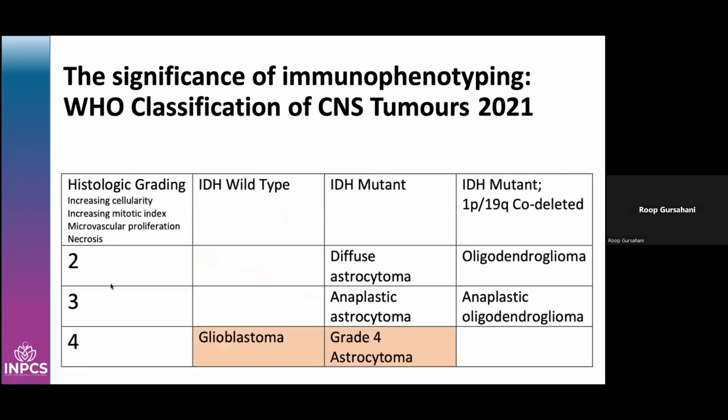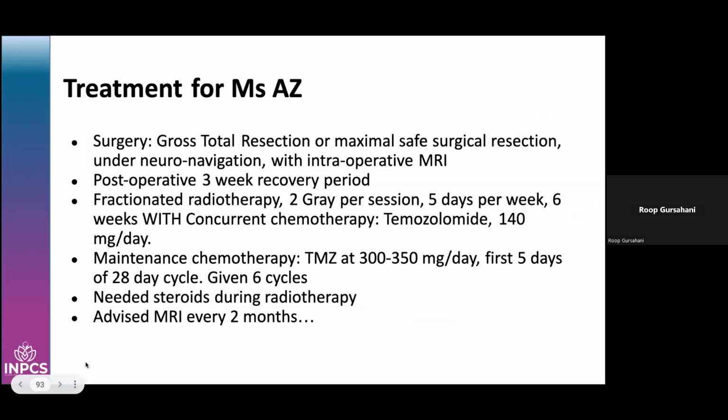And this is to the point that currently the WHO classification actually takes this into account. So IDH wild type is glioblastoma. If there is something called IDH mutant, then it is astrocytoma. And if it is IDH mutant and it has 1p and 19q co-deletion, then this is a significantly better prognosis. And we'll see that a little further.